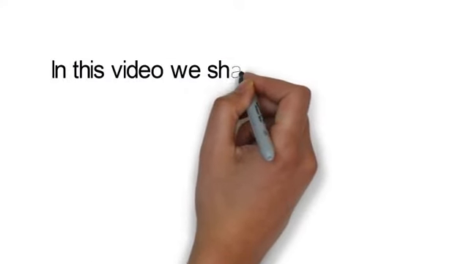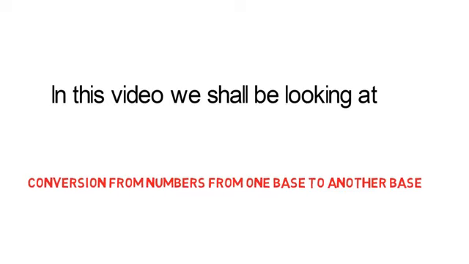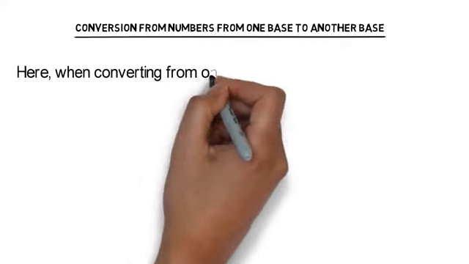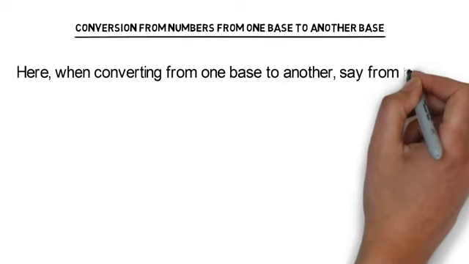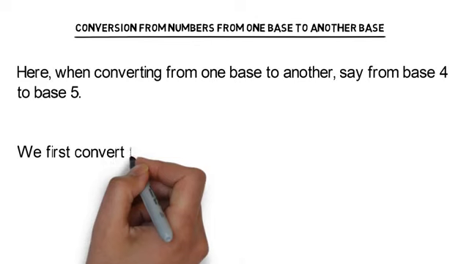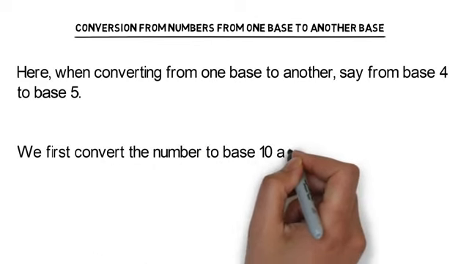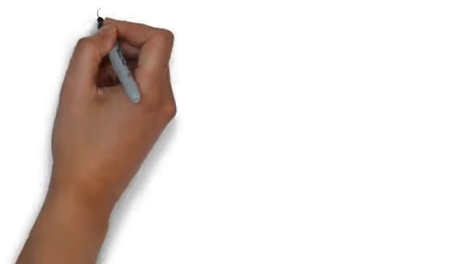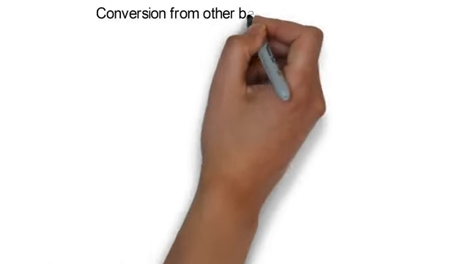In this video, we shall be looking at conversion of numbers from one base to another. Here, when converting from one base to another, say from base 4 to base 5, we first convert the numbers to base 10 and then convert to the required base. So let's check some examples and see how that goes.